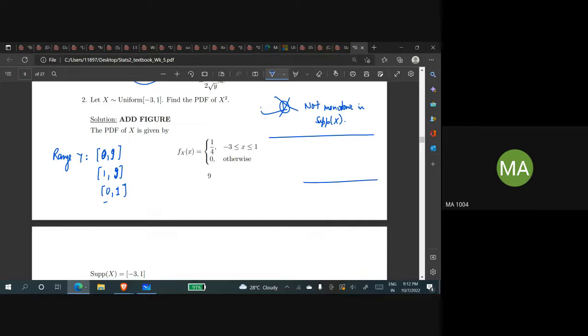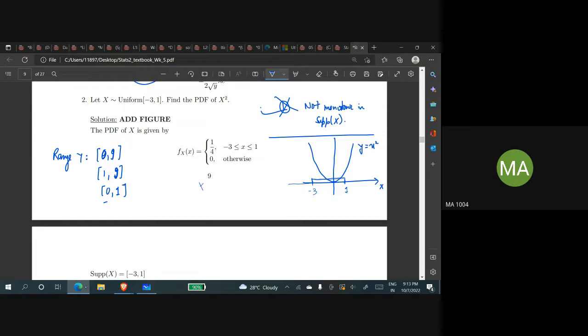So let's see this figure. You have x here and y equal to x squared. And x lies between minus 3 to 1. So let's take it as minus 3 and let's say this is 1. So you know the PDF is going to be 1 by 4 for this range. All right. Now what happens?